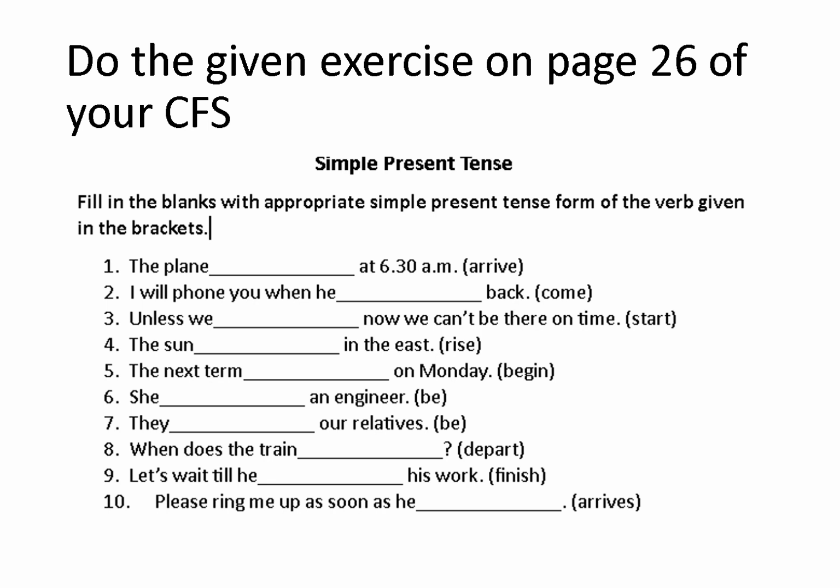The fourth one, the sun blank in the east and the verb given is rise. The fifth one, the next term blank on Monday and the verb given is begin. The sixth one, she blank an engineer and the verb given is be. Children, remember the be forms of verbs. Is, am, are are considered as be forms of verbs. They blank relatives and again you're supposed to write the be form of the verb. When does the train blank, depart is the verb. Let's wait till he blanks work and the verb given is finish. The last one, please ring me up as soon as he blank and the verb given is arrive. Thank you, children.